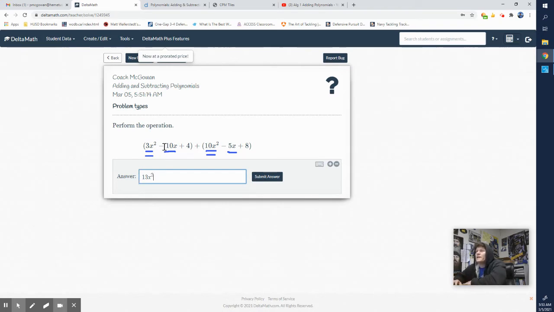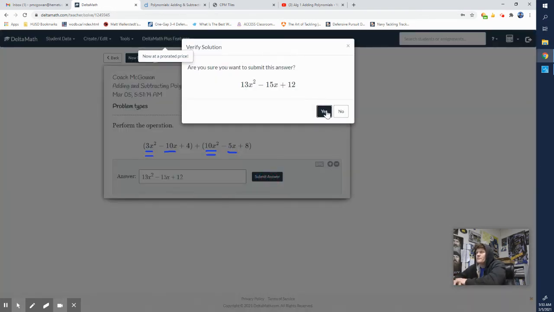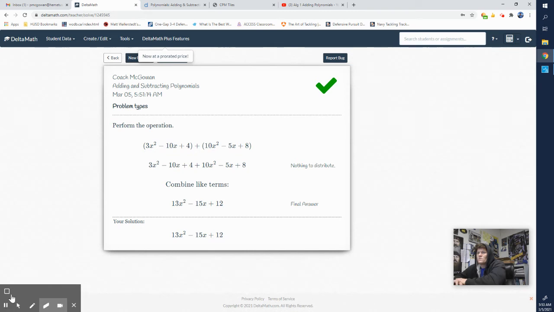Next, negative 10x and then negative 5x. Combine those like terms together. Makes negative 15x. And then last, my constants. I have a plus 4 and a plus 8, which will make plus 12. So looking at this, just writing it out, combining like terms, adding polynomials with algebra tiles or without, super easy, right?